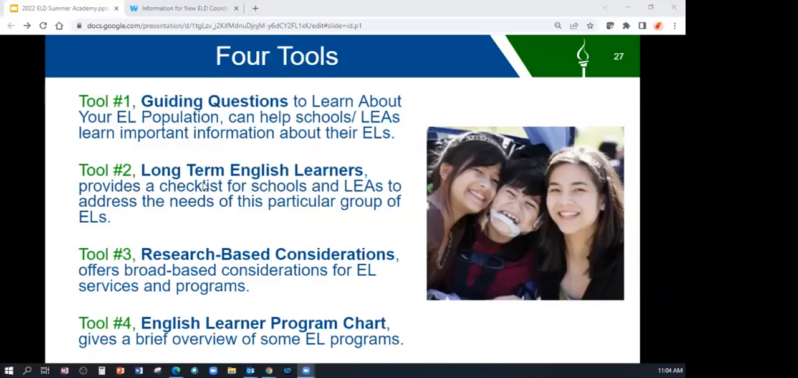It gives a checklist for long-term English learners to help you figure out why you have long-term English learners and what you can do to help with that. Then there are research-based considerations for services and programs, just some different ideas on how you can work with the students. And then a program chart that gives an overview of some of the different programs that are available and describes them.